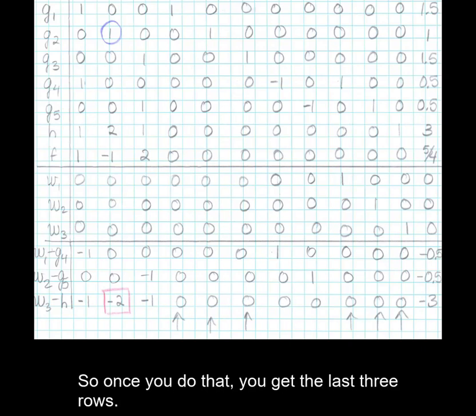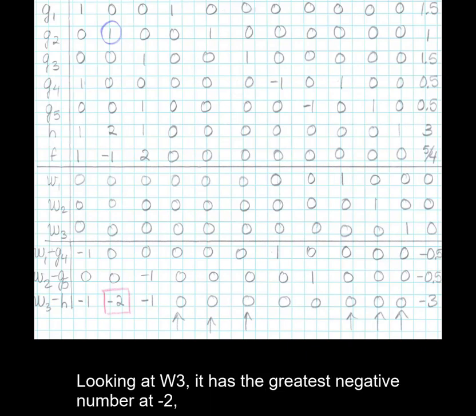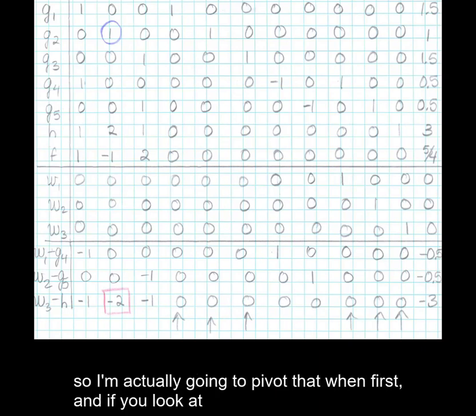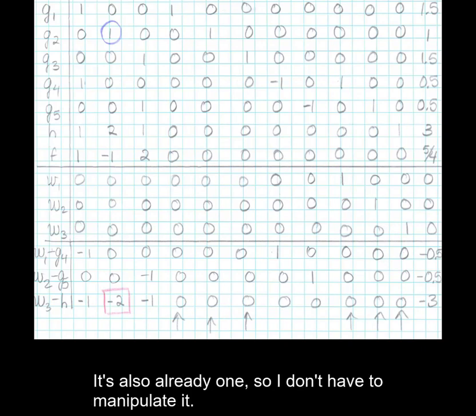So once you do that, you get the last 3 rows. In this case, we now have x4, x5, x6, x9, x10, and x11 in the bases. All the other ones are out of the bases. Looking at W3, it has the greatest negative number at -2, so I'm actually going to pivot that one first. And if you look at the G's that I have available, there's only one G, G2, available to pivot around, so I've circled that one. It's also already a 1, so I don't have to manipulate it.